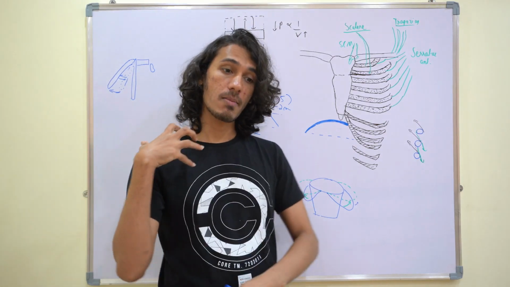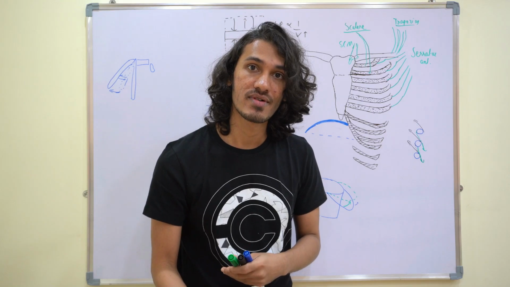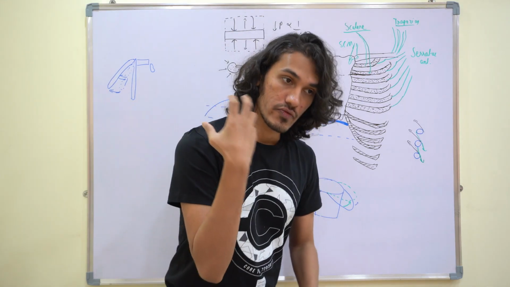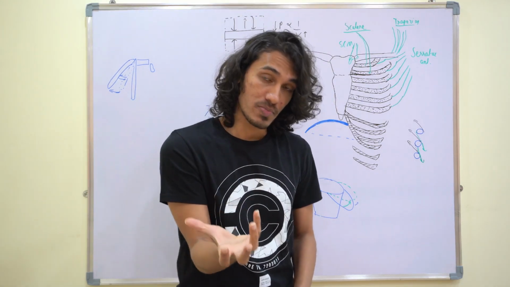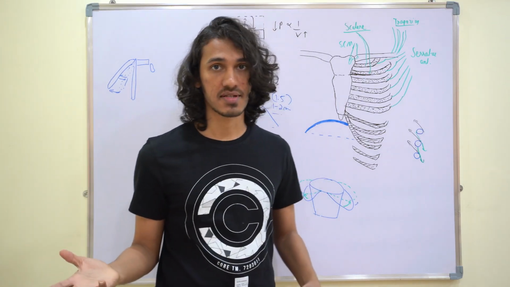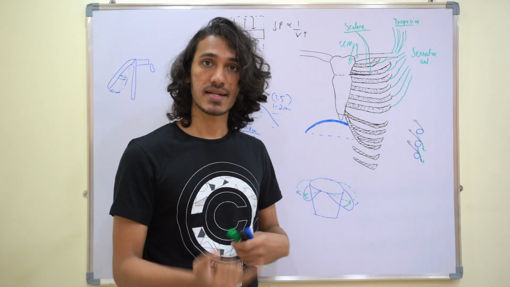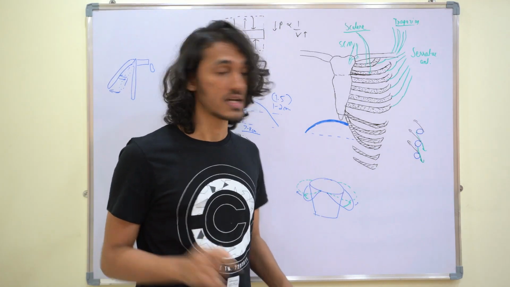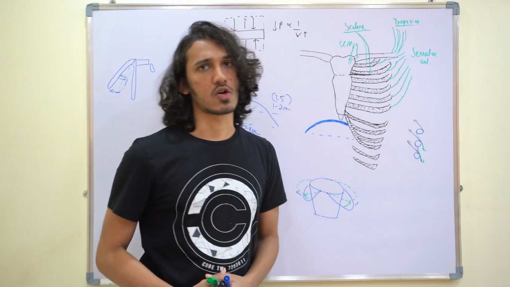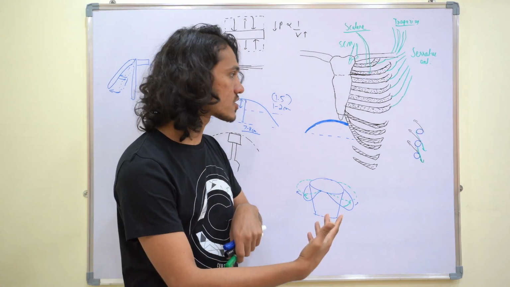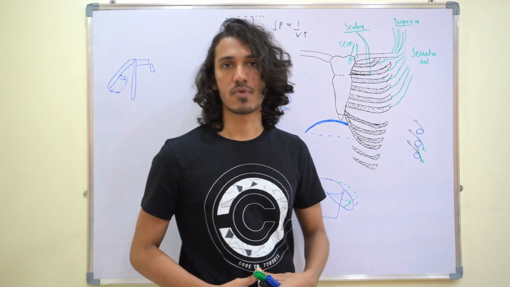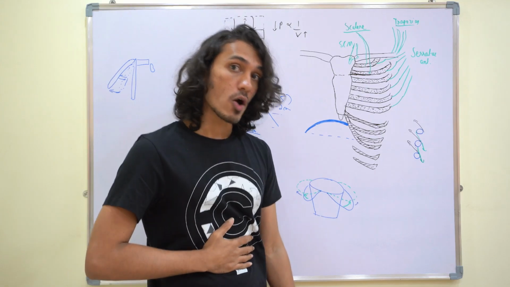And when we talk about expiration, we know eupneic expiration is a passive process. Tidal expiration is a passive process. But in the overdrive mechanism, we already got one muscle that is involved, which is your internal intercostal. Apart from the internal intercostal, there are other muscles involved, especially your abdominal muscles.